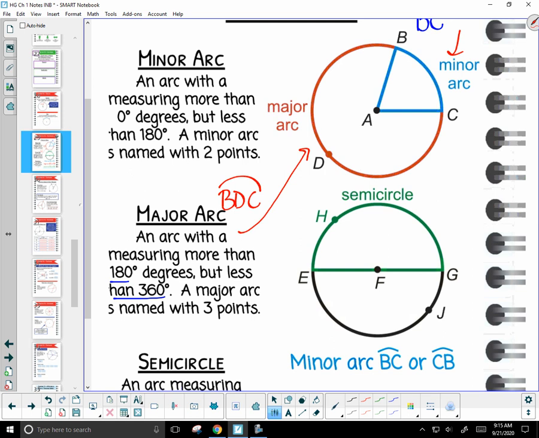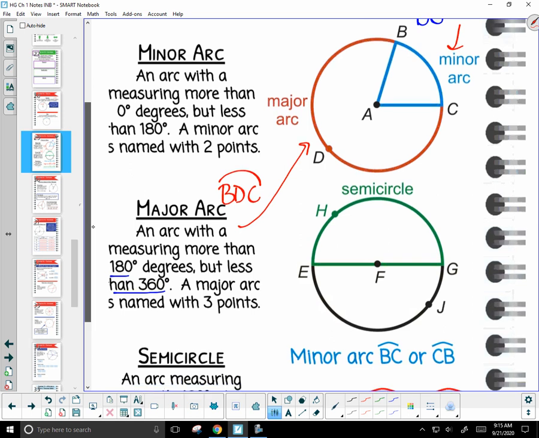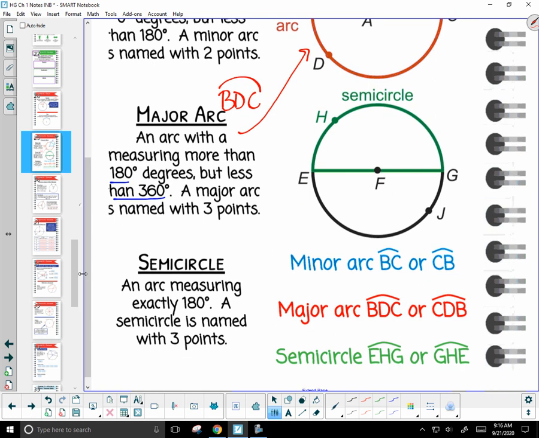The last one then is a semicircle. I have that in green up here. A semicircle measures exactly 180 degrees. Do you know what EG is called? The diameter. It goes through the center. We're going to talk about that specifically in a second, but that is 180 degrees. My semicircle here is 180 degrees. We name a semicircle also with 3 points. I wrote this all out for you down below, color coded it and everything.